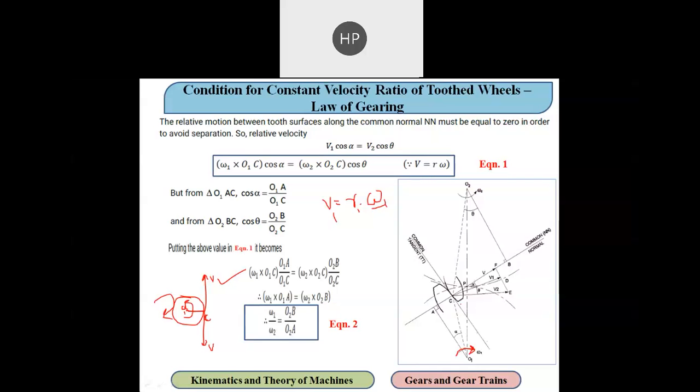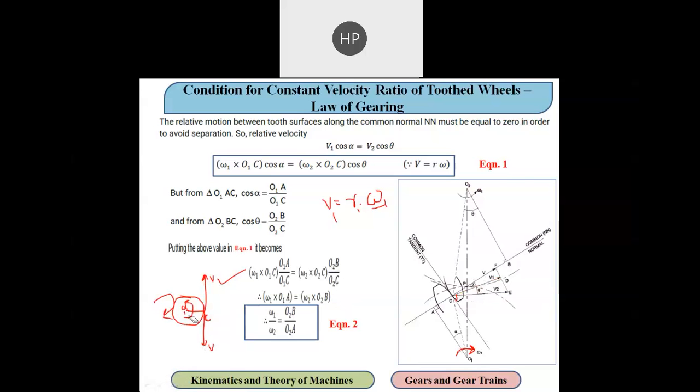So this is our O1C, and perpendicular to this we have to draw V1, and V1 goes in this direction. So this will be the direction of V1. As you can see, we have a perpendicular line and that will be V1. Then how can we get V2?